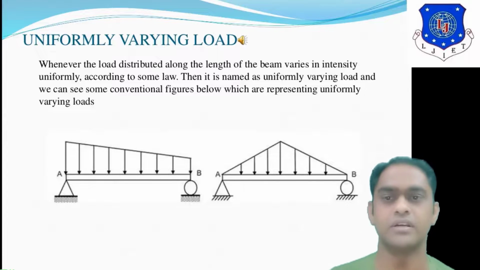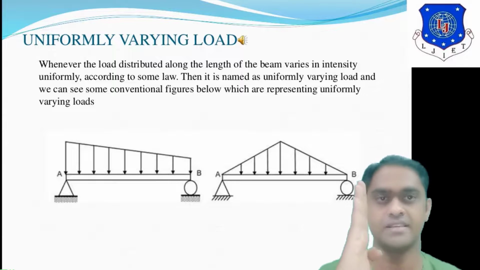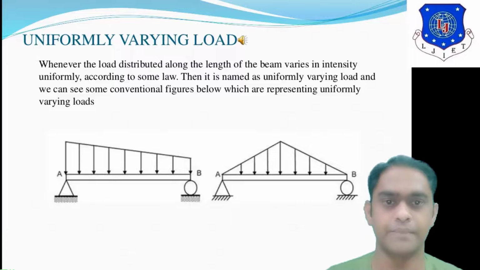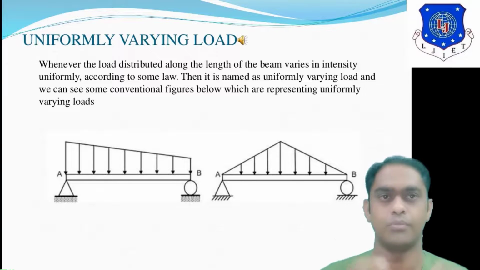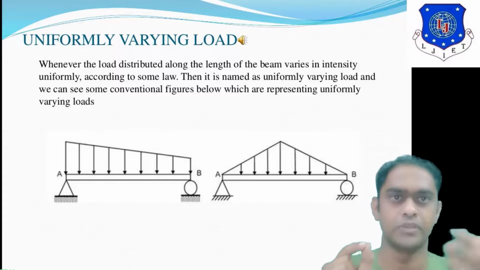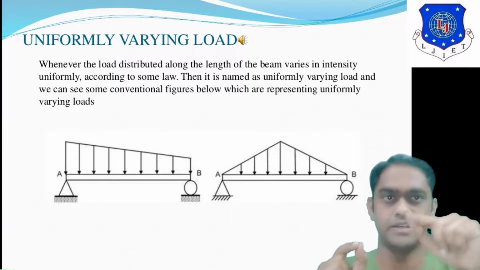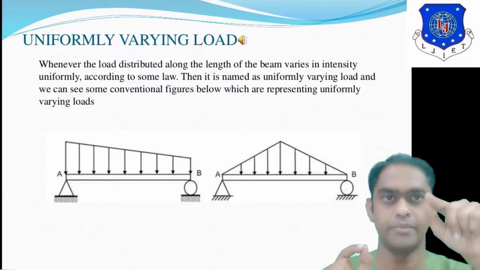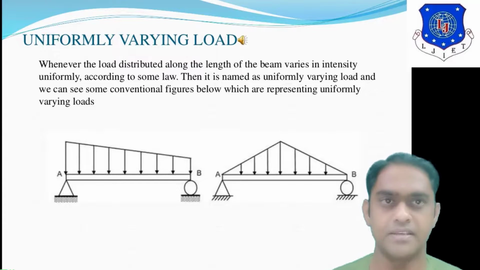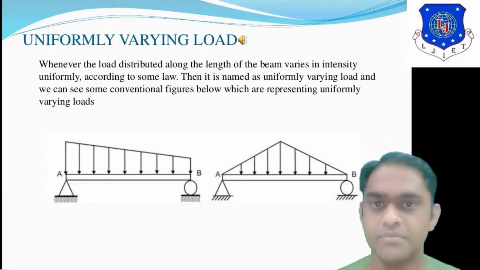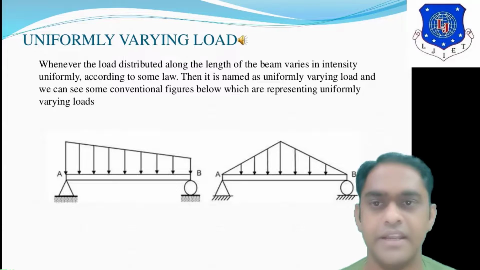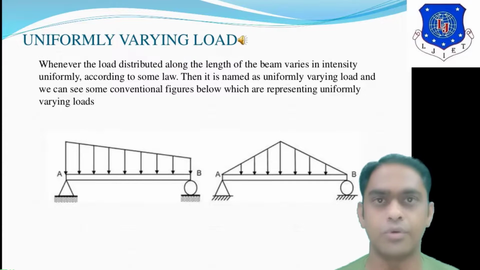Now in the first figure the load is highest at point A, and then the load continuously decreases up to point B. While in the second figure, at both ends the load is 0, but moving from A to B, the load continuously increases. At midpoint it becomes maximum, and then up to point B it continuously decreases and finally becomes 0. So this type of figure indicates the uniformly varying load.